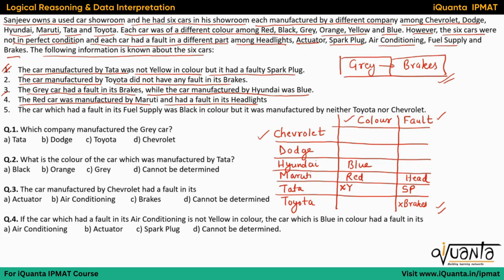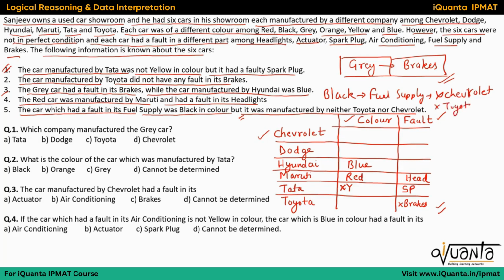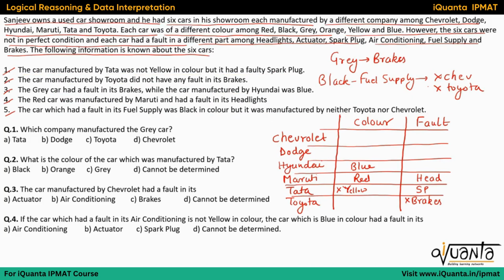Last clue is the car which had a fault in its fuel supply was black in color but it was manufactured by neither Toyota nor Chevrolet. So we can write this last information as black car over here which has a fault in its fuel supply and it doesn't belong to Chevrolet and also not to Toyota. Now we have put all the clues into the table. Now we know that black car has a fault in its fuel supply and it is not from Chevrolet and Toyota.